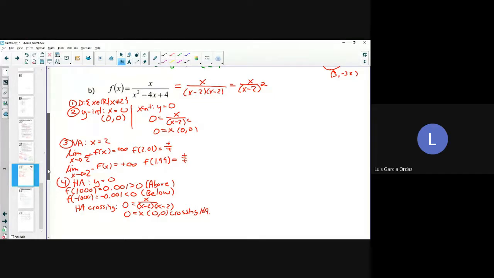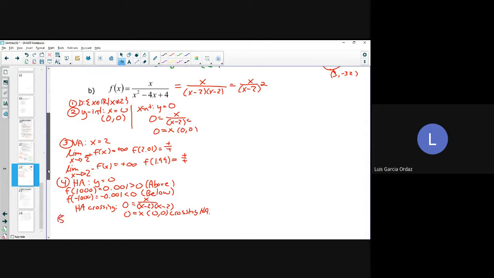Okay, so let me repeat that again. If my horizontal asymptote was a different value, such as 1 or 2, I would just sub in 1 or 2 for my y, and then cross multiply and see at what x value that happens at, and then sub in that x value and check what y value my function gives me.